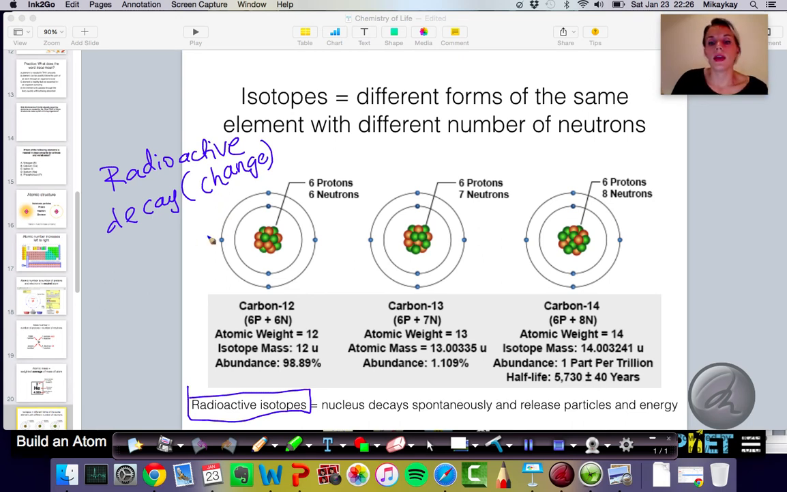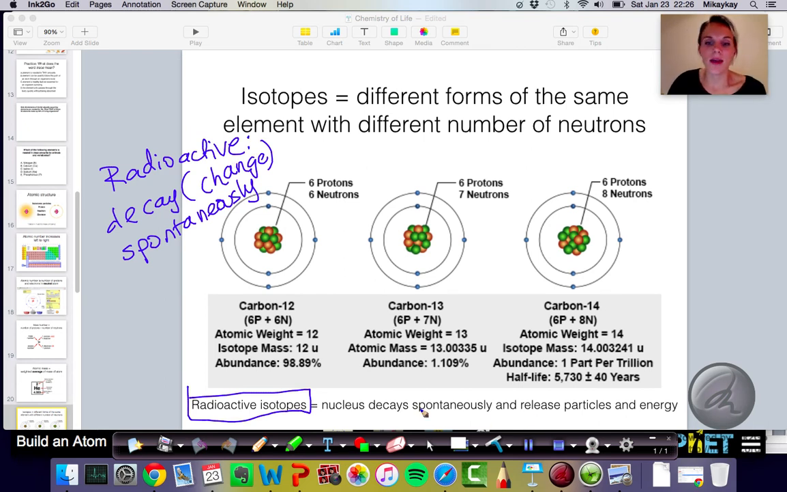And it happens spontaneously. What that means is that it doesn't necessarily need anything to make it happen. It just kind of happens by itself. If you spontaneously do your homework, then no one has to remind you to do your homework. You just kind of do it, right? So if something is radioactive, if it's decaying spontaneously, then it just kind of decays. It just goes through that process.